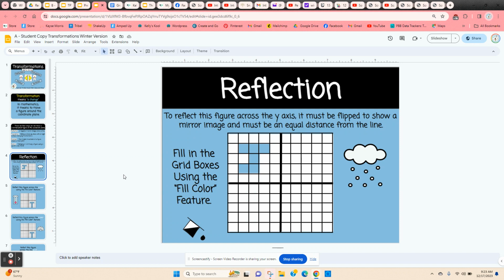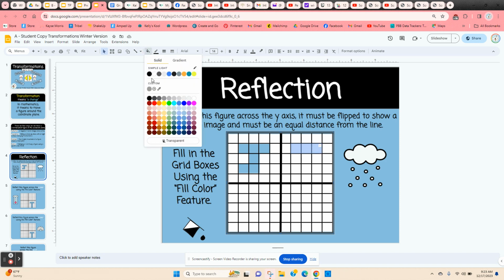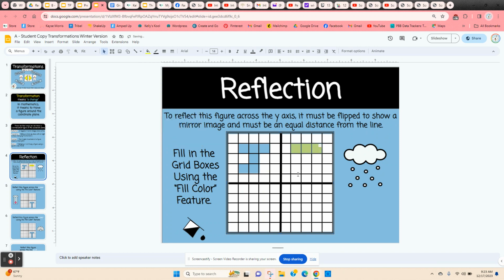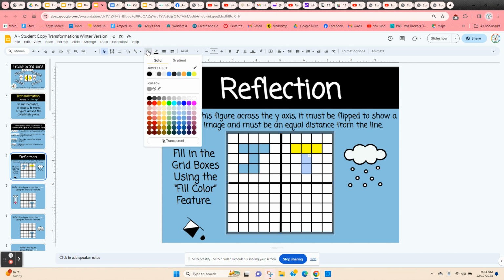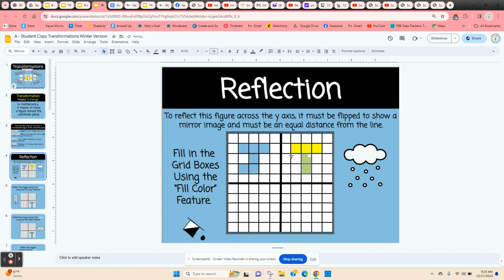So students are going to be filling in the squares to show the reflection on this one across the y-axis. So that means it's equal distance from the y-axis and a mirror image. To do that, students are just going to click and hold on the squares they want to color in, scroll across, come up here to the fill color feature, and they can choose any color they like. And they can only shade in a rectangle at a time. So that means in this figure there's 3 steps.